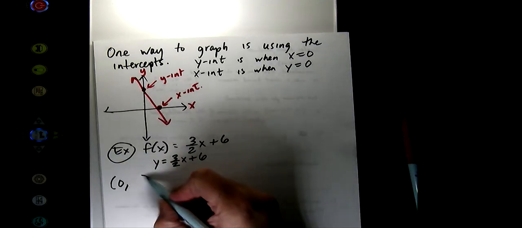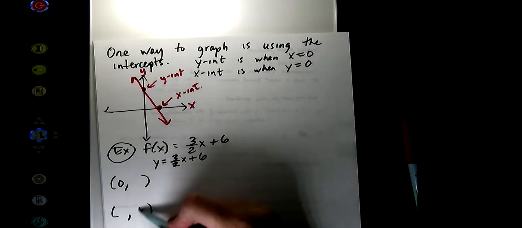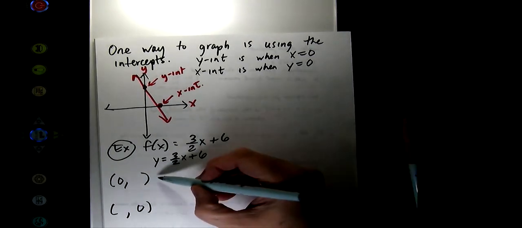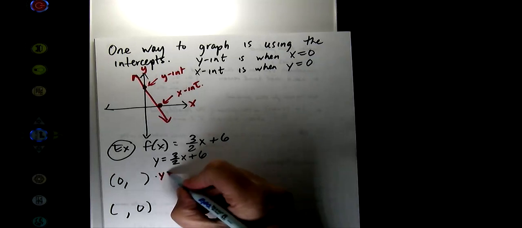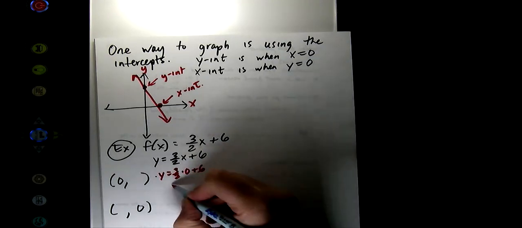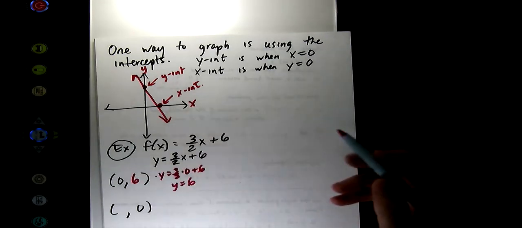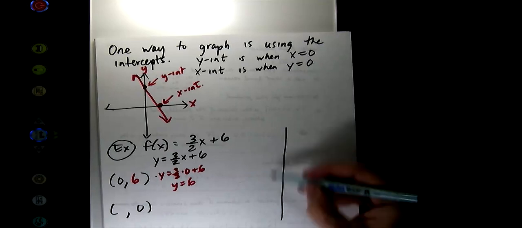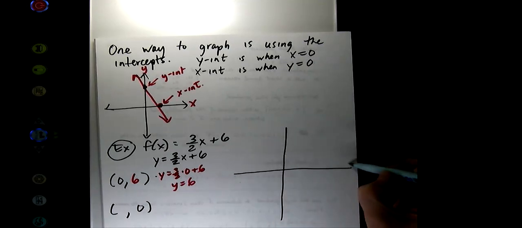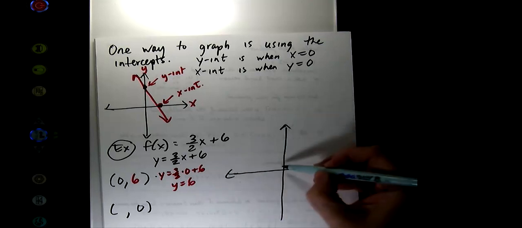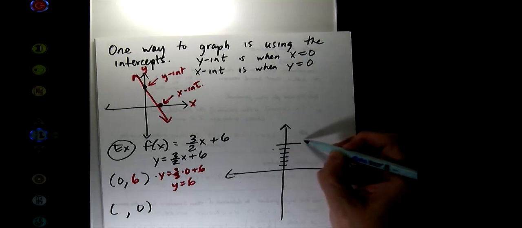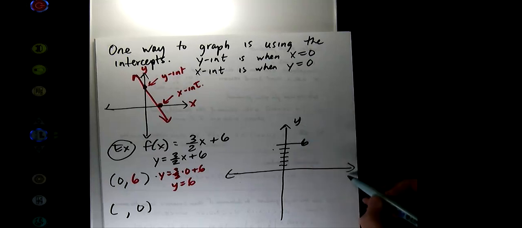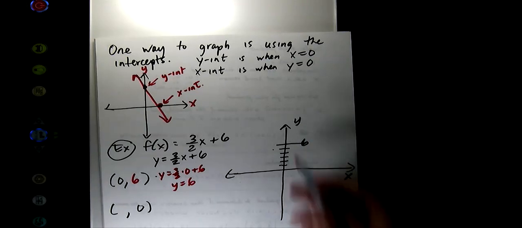So we'll do 0 for x and we'll do 0 for y. If I do 0 for x, this equation is really simple the way it's set up. y equals 3/2 times 0 plus 6. So y equals 6. Not 5. I normally do every 5 and I was focusing on 6, so I marked the 6.